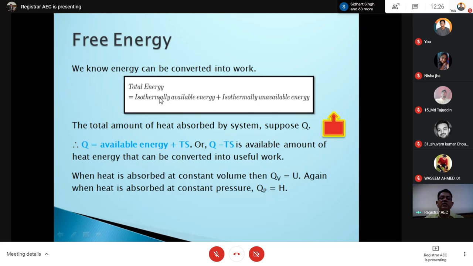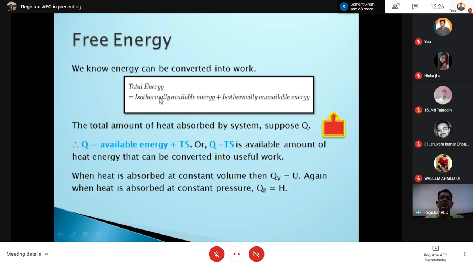So I am telling again, the total amount of energy is equal to the available energy for work done plus the unavailable energy, because some energy will be used to increase or decrease the entropy. That is TS. So Q minus TS is the available amount of heat energy that can be converted into useful work. When heat is absorbed at constant volume, that is QV, which equals U. And when heat is absorbed at constant pressure, that is Qp, and Qp is equal to H, the enthalpy.